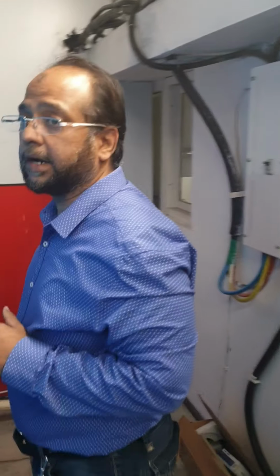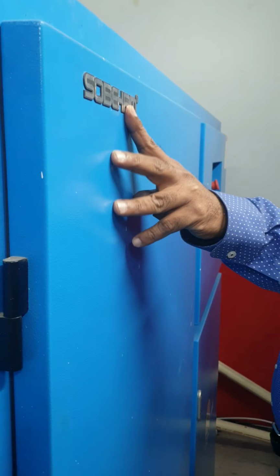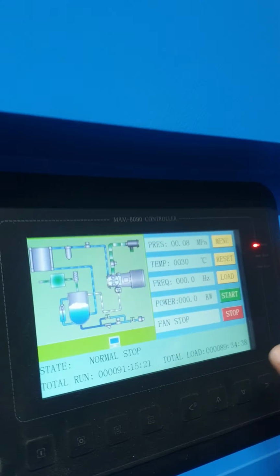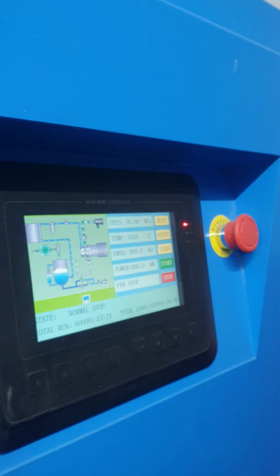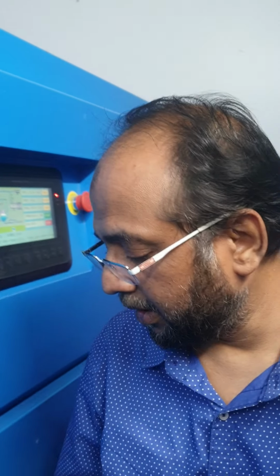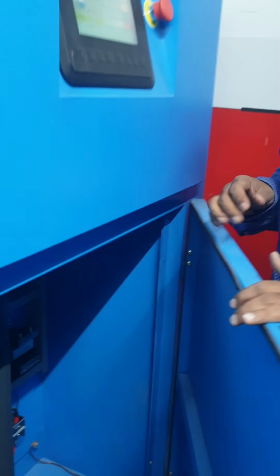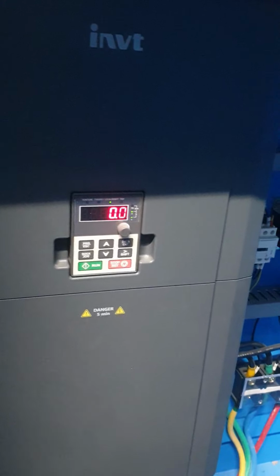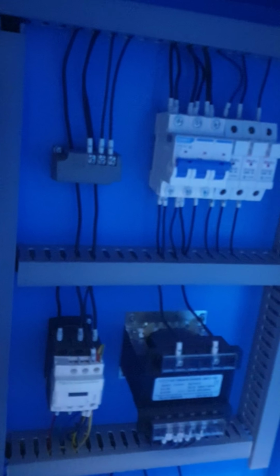This is one of the best compressors available in the market today, Sobek PM. This is the company name, and have a look at the control board here. This control board shows start, stop, and loading, everything. This will automatically run everything, like variable speed. This one is a variable speed. When air is sufficient in the air tank, this will reduce the electricity consumption, and in that way it will save our electricity.